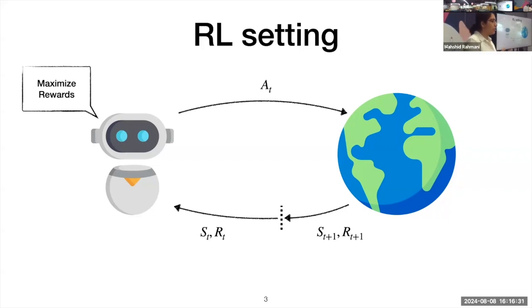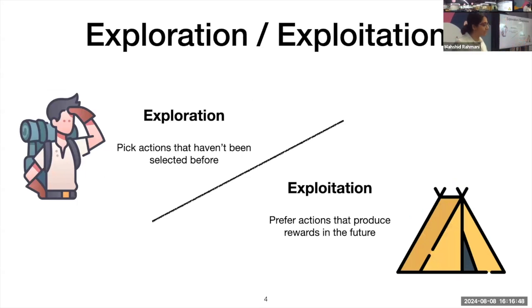But the agent doesn't know everything about the environment, so it wouldn't necessarily know which action is the best to produce rewards. So it will have to take actions which it's uncertain about. So here we come to the exploration-exploitation trade-off. The agent can pick the action that it knows will produce rewards. It's exploiting its knowledge of the environment, or it can pick an action which the agent is uncertain about. So the actions that really haven't been selected, the agent is uncertain about their reward.